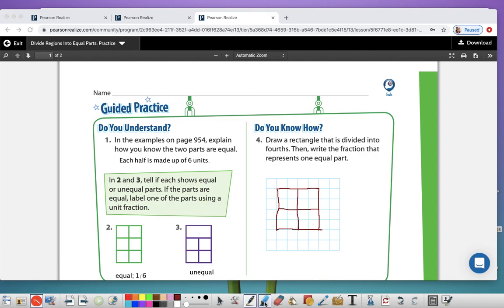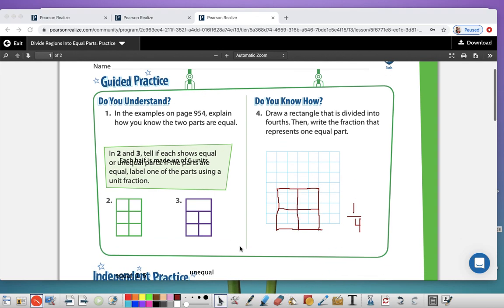And then I have to do a fraction for it. And I'm going to write my fraction. I don't need to type it. And so it is 1/4. There we go. 1/4 is my fraction. That represents 1 equal part of my rectangle.